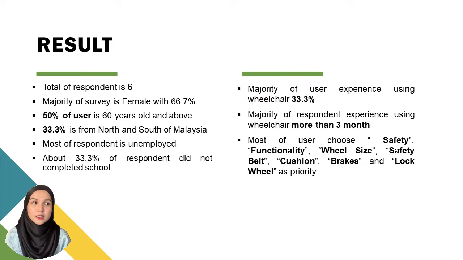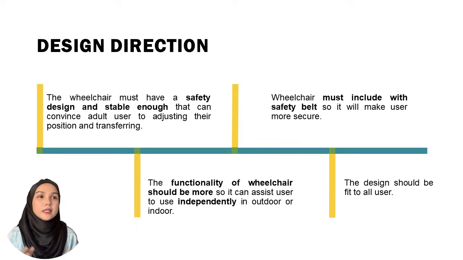Most of the users chose safety, functionality, wheel size, safety belt, cushion, brakes, and lock wheel as priorities. So this is the design direction: the wheelchair must have a safe design and be stable enough to convince adult users to adjust their position and transfer.